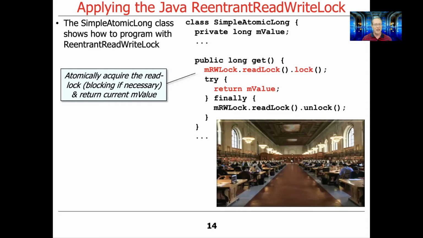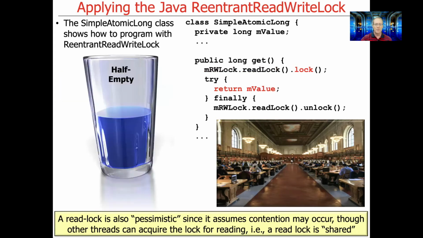So we say mRWLock.readLock. We get the read lock field. We lock that for reading, which may need to block, of course, if there's already somebody who owns the lock for writing. But if there are only other reader locks, then there's no problem. They'll all be able to go in parallel. And then we simply return the current value.